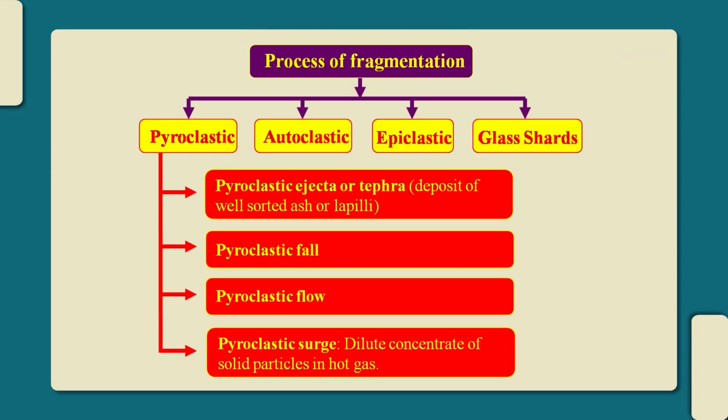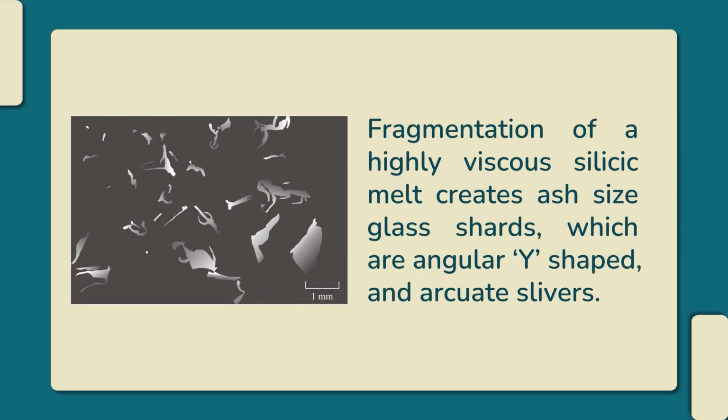And finally, the process of fragmentation: we have pyroclastic, autoclastic, epiclastic and glass shards. Pyroclastics or tephra are mostly in the form of pyroclastic falls and flows, and in the form of pyroclastic surge. Surge is a dilute concentration of solid particles in hot gases. Here is the fragmentation of a highly viscous siliceous melt that creates ash size glass particles. These are glass shards, which are angular, Y-shaped, tear-shaped or teardrop-shaped and arcuate slivers, shown here.